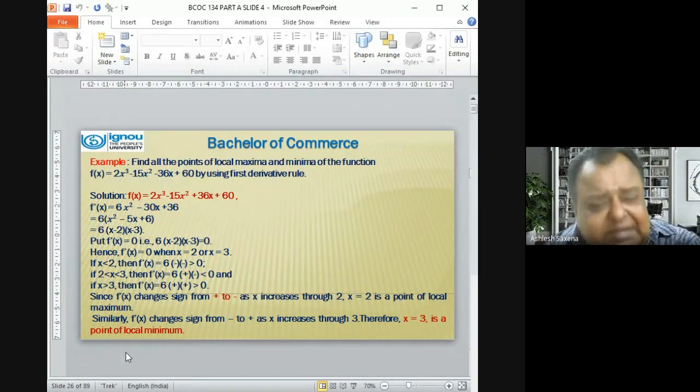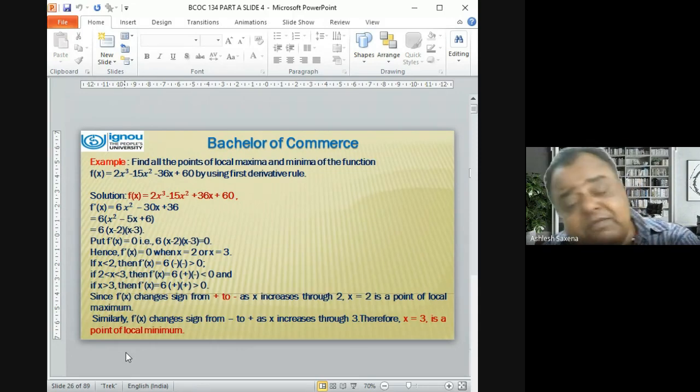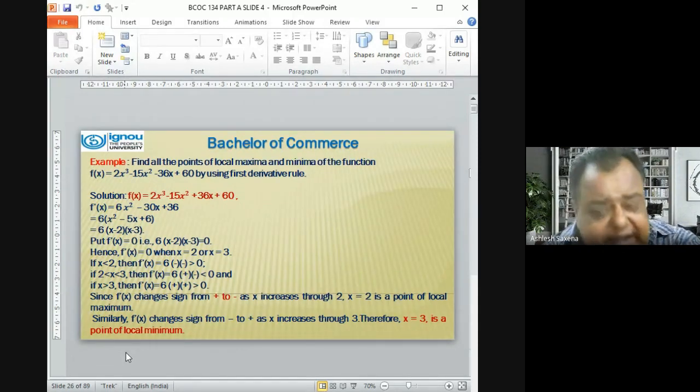That means you can see that f dash x is changing its sign from plus to minus as x increases through 2. x equal to 2 is the point of local maximum. Similarly, f dash x changes its sign from negative to positive as x increases through 3. Therefore, x equal to 3 is a point of local minimum.